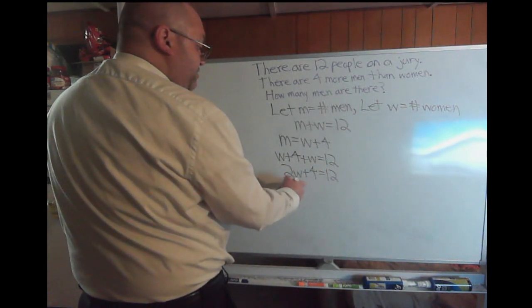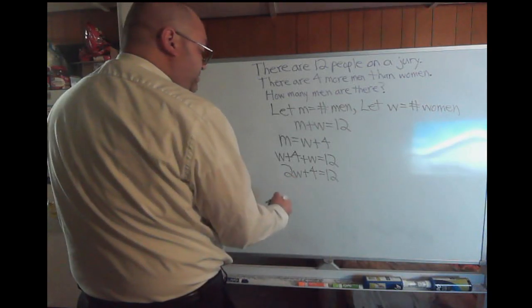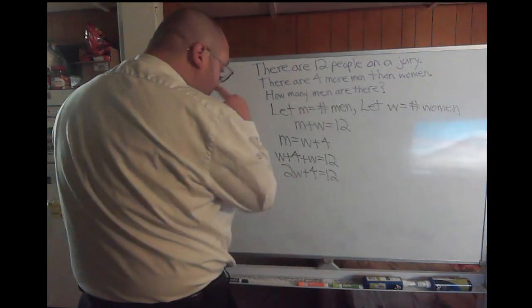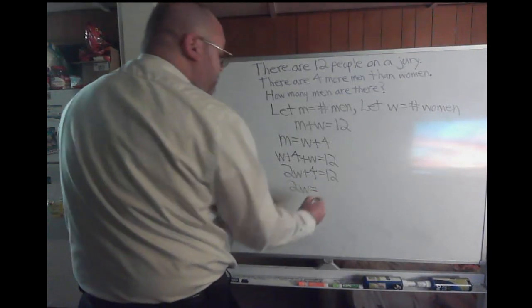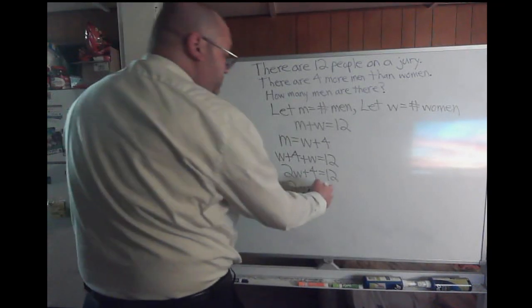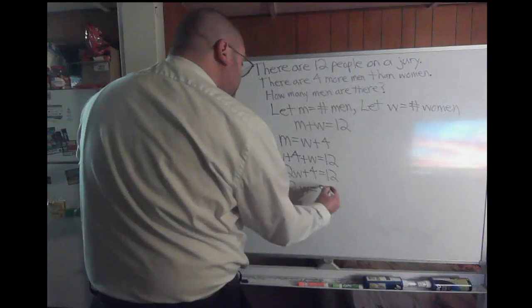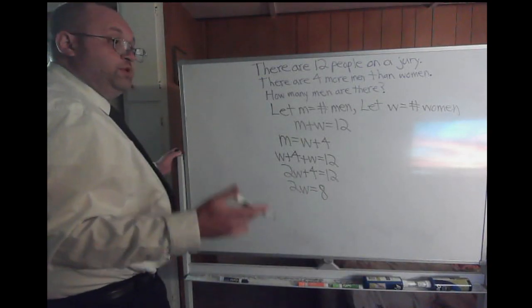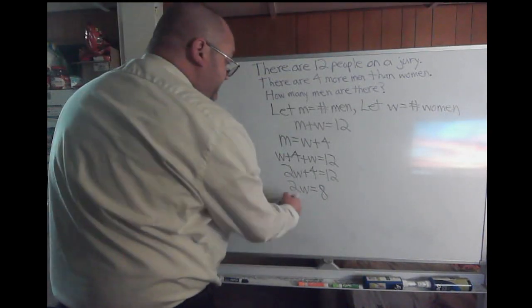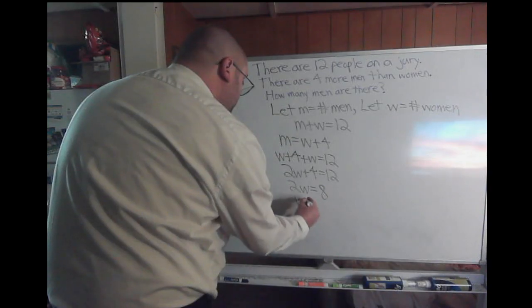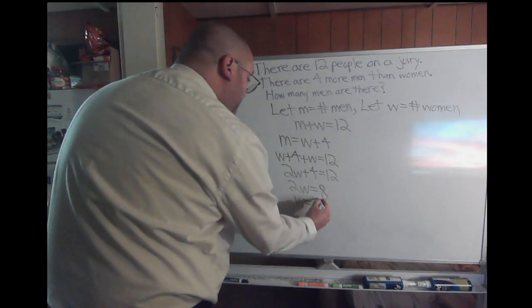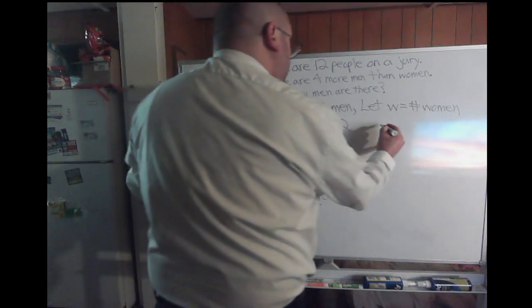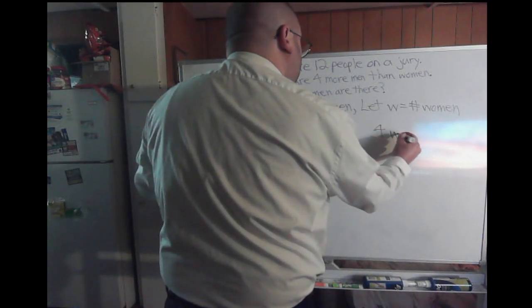Well, we have 2W plus 4. We just want to get 2W, so we've got to subtract 4. Subtract 4 from the left side, you'll just get 2W. But what you do to one side, you've got to do to the other. 12 minus 4 is 8. Okay, so we have 2W. We just want to get W, so divide both sides by 2. Left side, you'll just get W. The right side, 8 divided by 2 is 4. So we have 4 women.